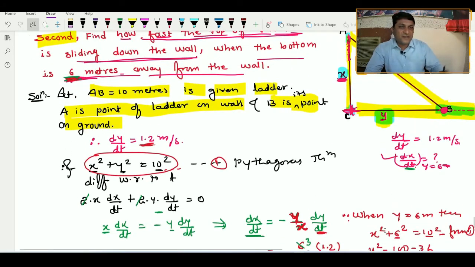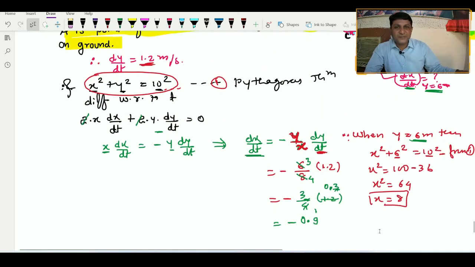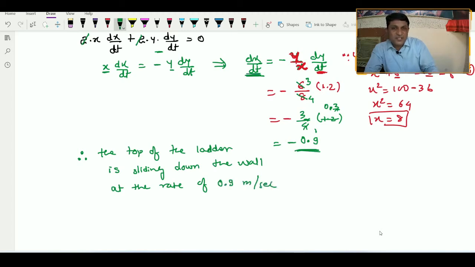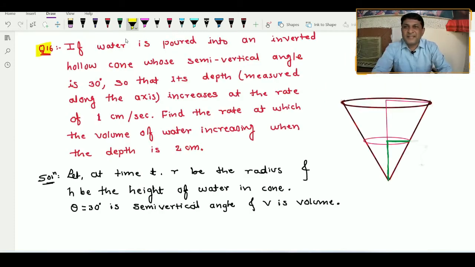And we also had to find this dx upon dt, isn't it? Change in the value of x when y is equal to 6. So here we can say that the top of the ladder is sliding down the wall at the rate of minus 0.9, meaning x is changing. X is nothing but distance, and this value is changing with respect to time, at the rate of 0.9 meter per second. We do not consider the minus sign here since it is distance, and distance cannot be negative.